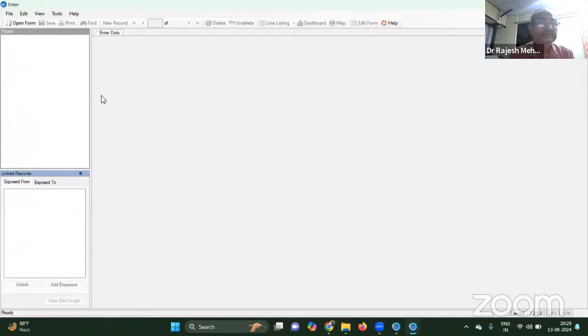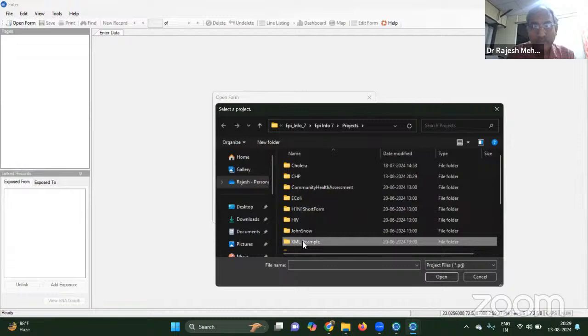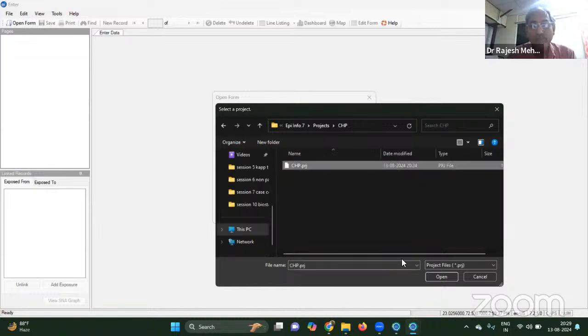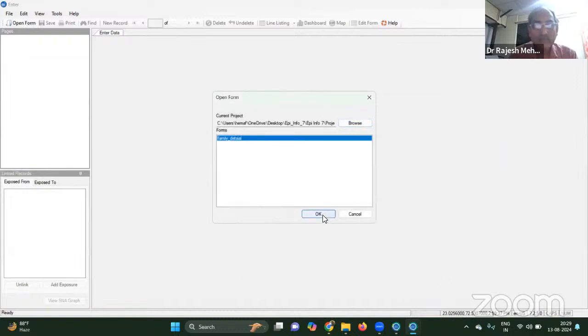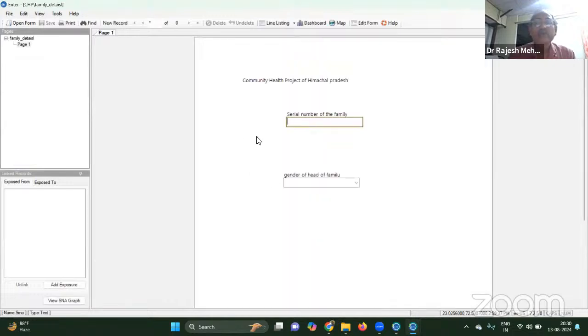Enter data. So now you have opened up the form. Now you're doing a data entry in this. Even a big form you can fill like this. So this is a data entry. We'll save it over here.